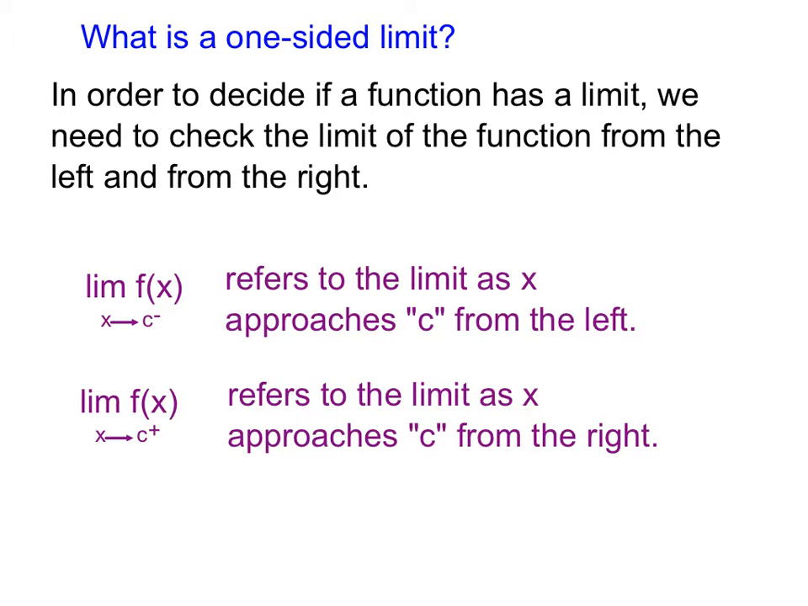All right. What is a one-sided limit? In order to decide if a function has a limit, we need to check the limit of the function from the left and from the right. Notice this little minus sign there? That means from the left. Think about it like a number line: your positive numbers are on the right, your negative numbers are on the left. So a negative means from the left, and the plus means from the right.